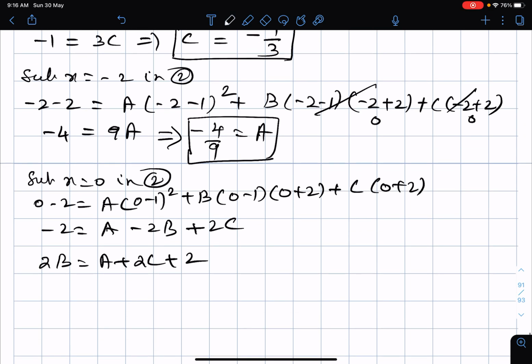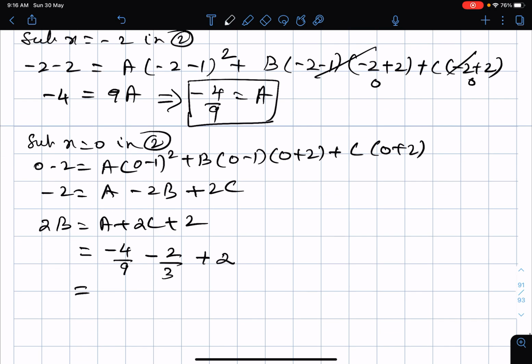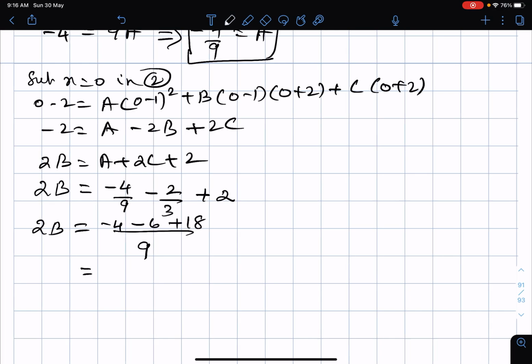So now substituting our values, for a it is minus 4 by 9, and for 2c, minus 2 by 3, plus 2. So taking our LCM as 9, you get minus 4 minus 6 plus 18, which is 8. So 8 by 9 equals 2b. Cancel by 2, you get 4 by 9, which implies our b equals 4 by 9.